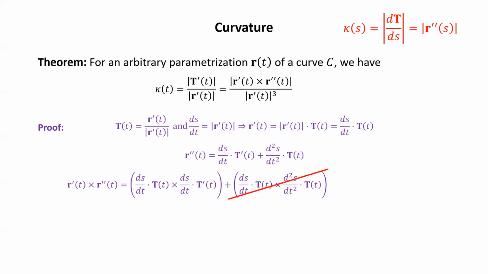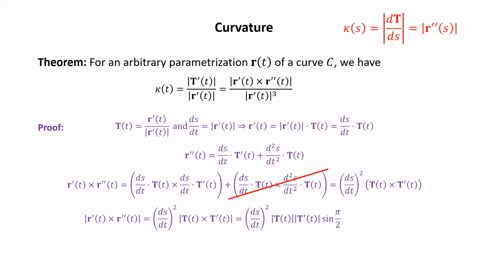Now, the second term there is just 0 because the two factors in the cross product are scalar multiples of each other. And when you take the cross product of parallel vectors, you always get 0. We could pull out the scalars, ds/dt. So we have ds/dt squared times T of t cross T prime of t. Taking the length, we get ds/dt squared times the length of T cross T prime of t. Usually we would take the absolute value of the scalar, but since it's squared, we already know it's non-negative.